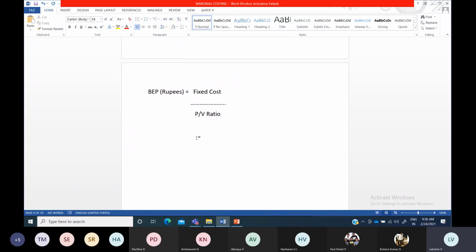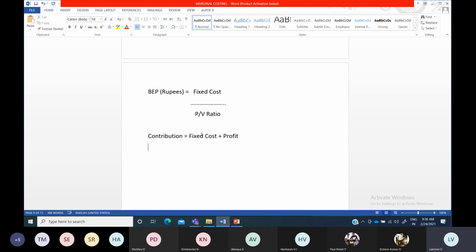Like the previous problem, we have to calculate this fixed cost amount. Before calculating fixed cost, we have to calculate the contribution. So what is the contribution formula? Fixed cost plus profit. So this is a contribution formula.